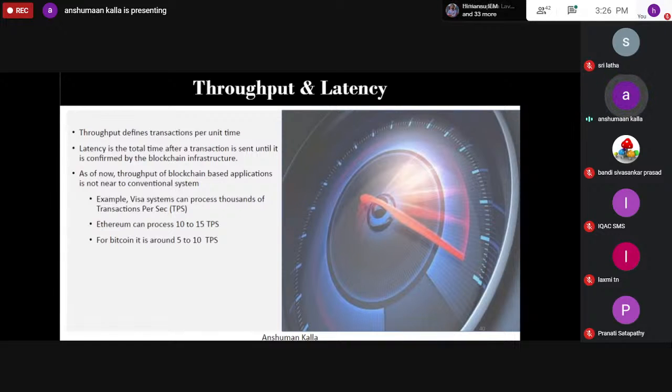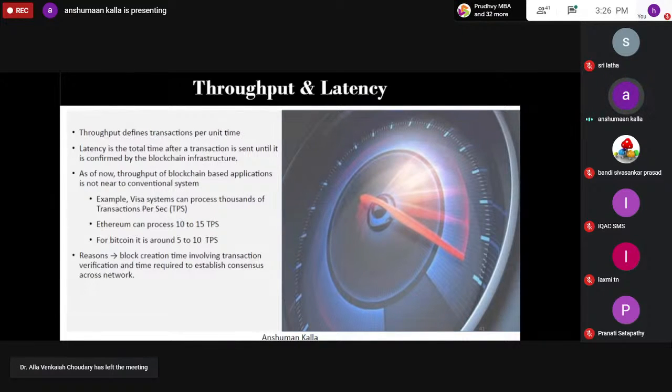And what you need is more throughput and low latency, right? As of now, there are different blockchain platforms. For example, Ethereum can process, for the moment, I think, 10 to 15 transactions per second, and Bitcoin can process about 5 to 10 transactions per second, right? So this is a challenge, that we need to have more throughput and less latency, though they are related.